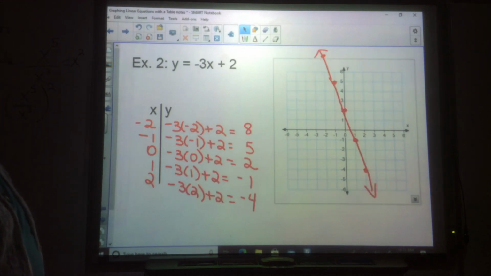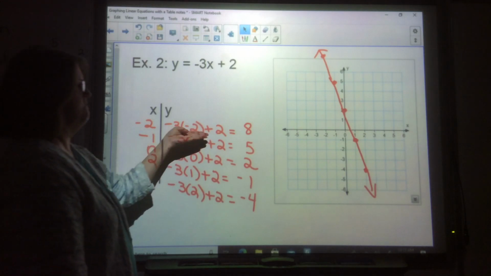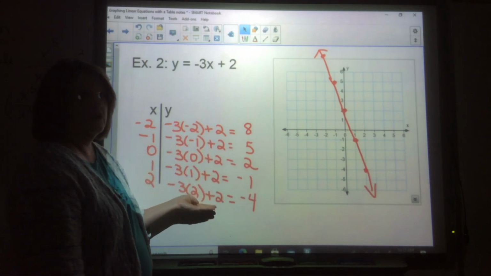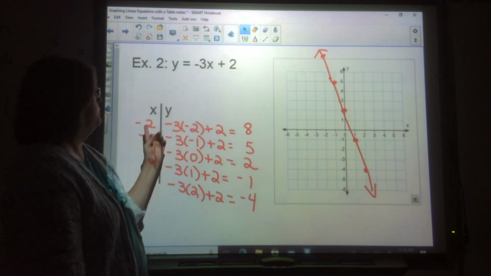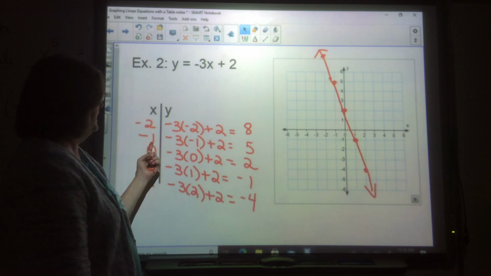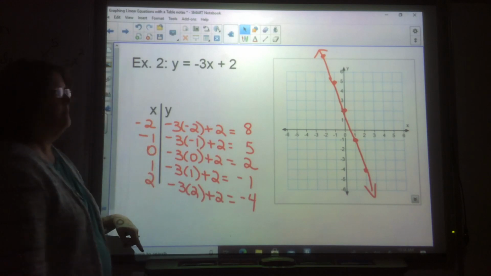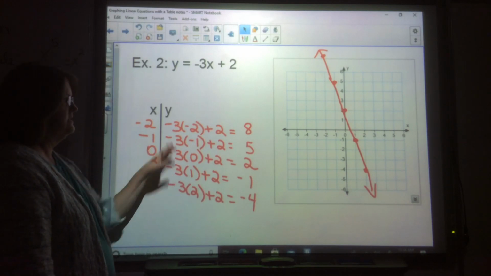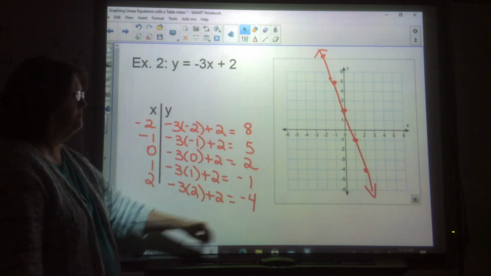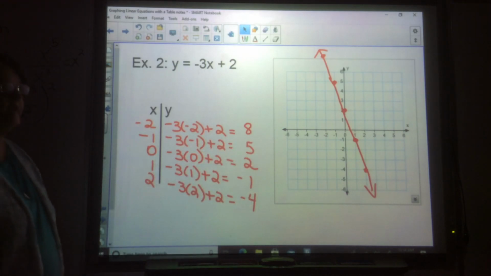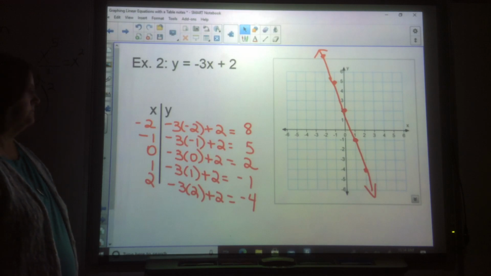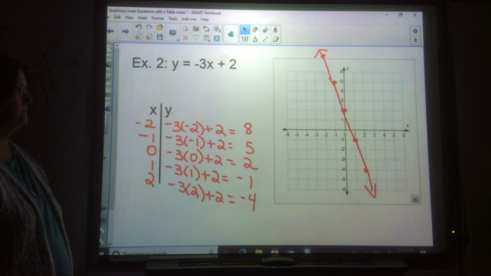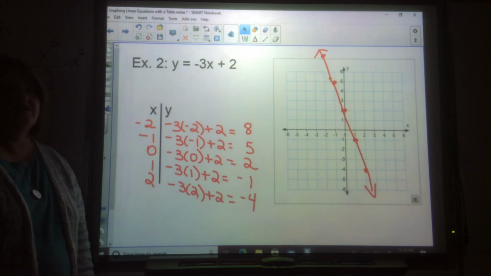All right, this is the next one. I'm not going to go through evaluating each and every point here because you can see what we're doing. But we have -3x plus 2. We're plugging in again -2, -1, 0, 1, and 2. I'm just going to stop and let you look at this. When I evaluate each of those, these are the points I get, and I'll just be quiet and let you take a look for just a minute at the evaluations. You can also pause the video if you need to look longer.